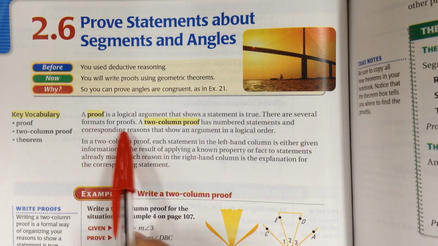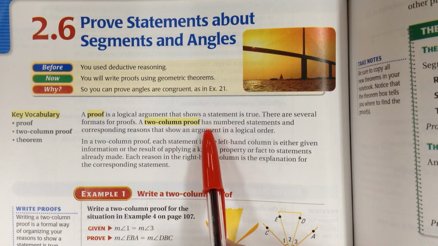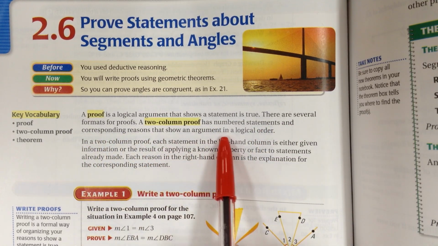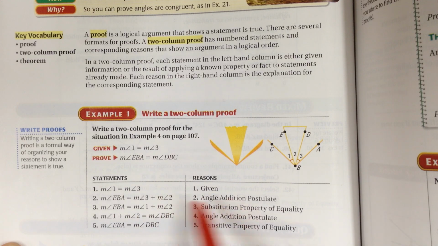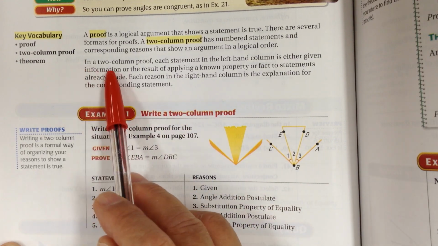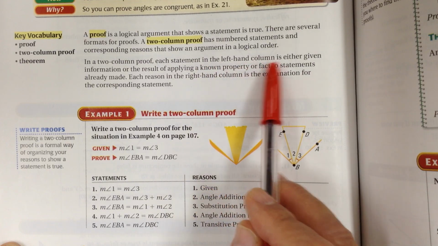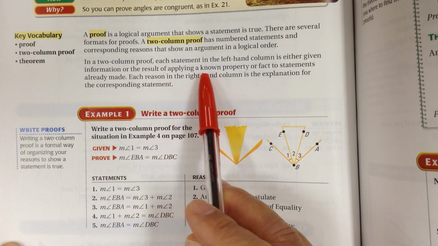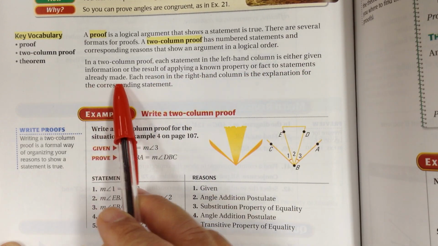There are several formats for proofs. A two-column proof has numbers, statements, and corresponding reasons that show an argument in a logical order. Right over here you can see that there are two columns. Normally that's how you do a proof. In a two-column proof, each statement in the left-hand column is either giving information or the result of applying a known property or fact to a statement already made.